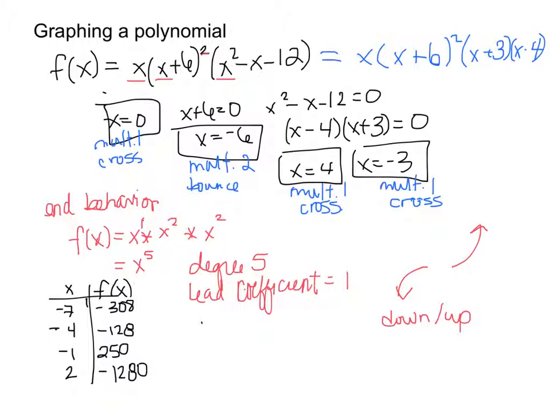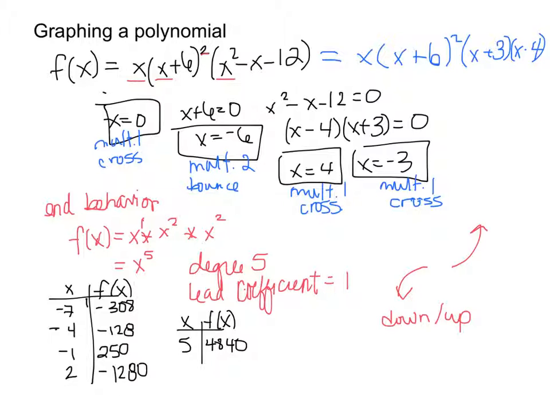And we should probably look at something like if x is 5. If x is 5, we get a y value of 4,840. You can see that our y values are pretty large, so we're probably not going to scale our y-axis by 1 unit, but maybe by 100s.